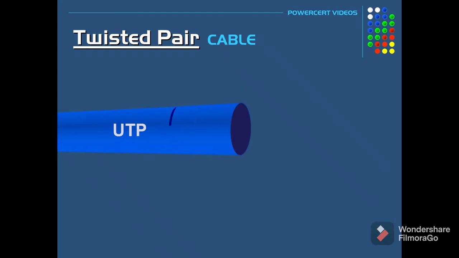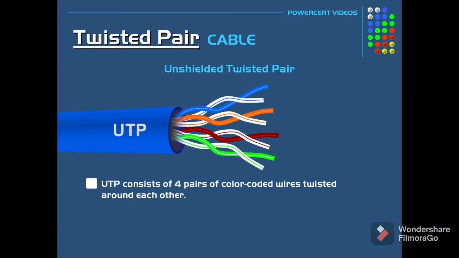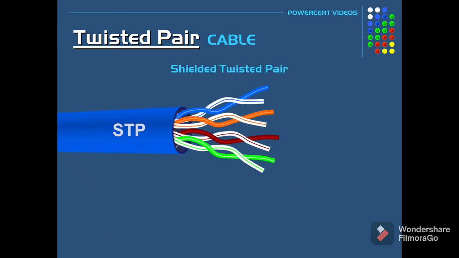Ethernet twisted pair cables come in different types. The first type is unshielded twisted pair, which is by far the most common type of cable used today. Unshielded twisted pair consists of 4 pairs of color-coded wires twisted around each other. The wires are twisted to prevent electromagnetic interference or crosstalk. This type of network cable is what most people use in their home or business.